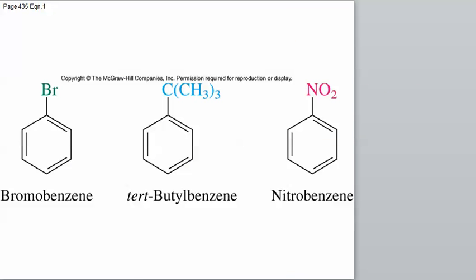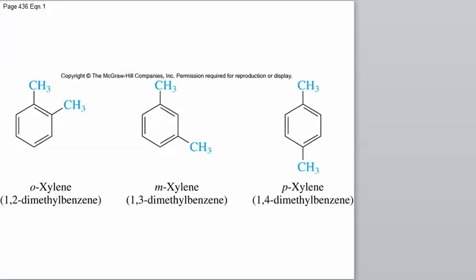Now there certainly are lots of substituents for which there is no special name. A bromine atom on benzene is just called bromobenzene. Tertiary butyl group, tertiary butylbenzene. NO2, we haven't seen that group a lot. That's called a nitro group, so an NO2 group on a benzene ring is therefore called nitrobenzene. Simple enough. Now when you have two substituents on a ring, there's two different ways we can handle this.